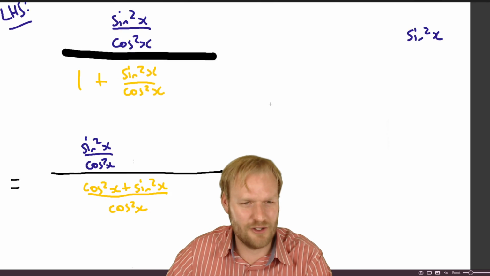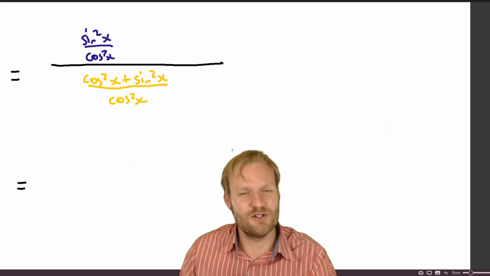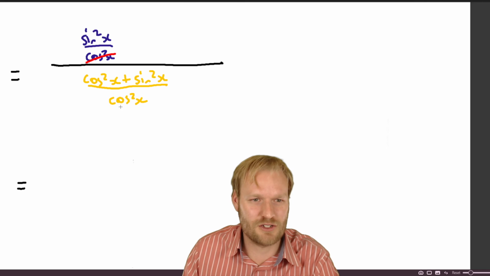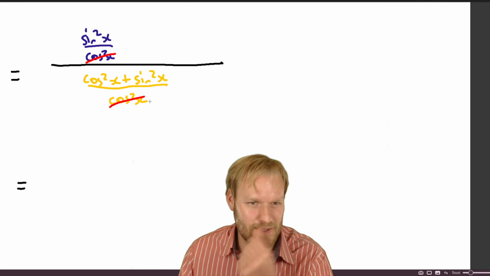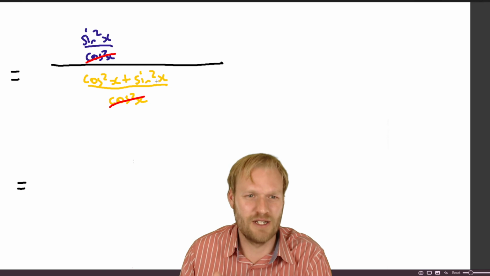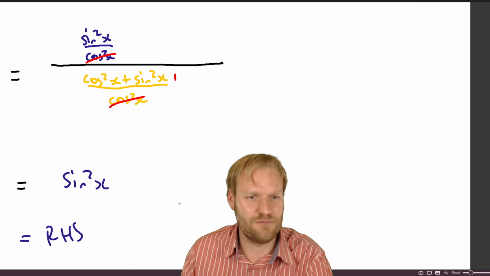Now I do remember us doing one similar to this, because what some of you managed to see, which was very impressive, was that the cos squared and that cos squared just cancel each other out. And cos squared x plus sine squared x is just 1. So therefore you got sine squared x over 1, which is sine squared x, which is our right-hand side.